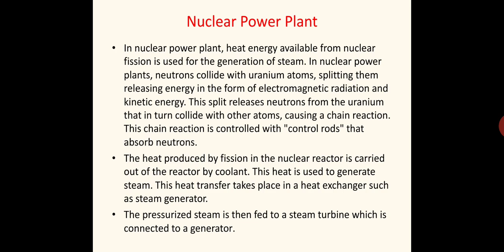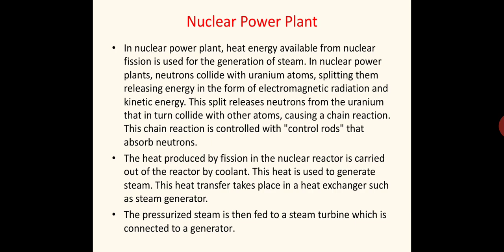That heat energy is used to heat the water in a heat exchanger. The water is converted into very high pressure vapor, which in turn runs the steam turbine. The heat produced by fission in the nuclear reactor is carried out of the reactor by the coolant. The coolant does not come in direct contact with the water; it passes through a separate heat exchanger outside the nuclear reactor.